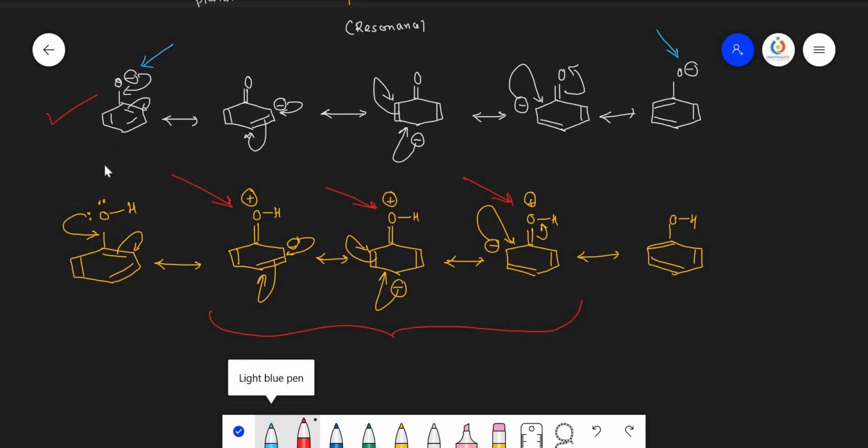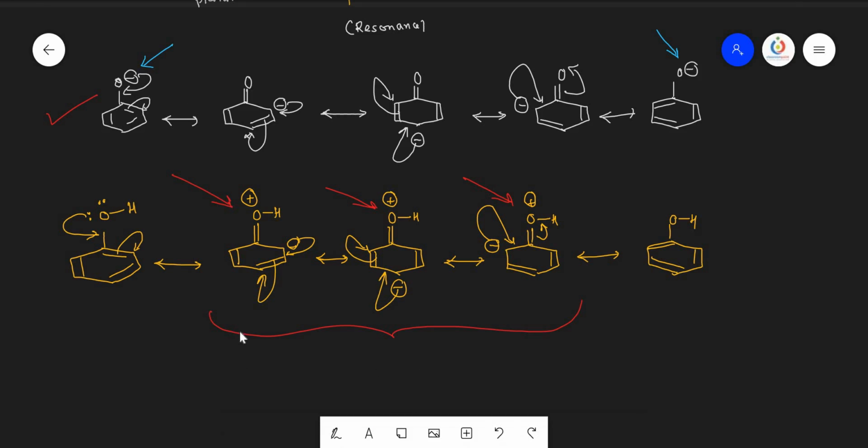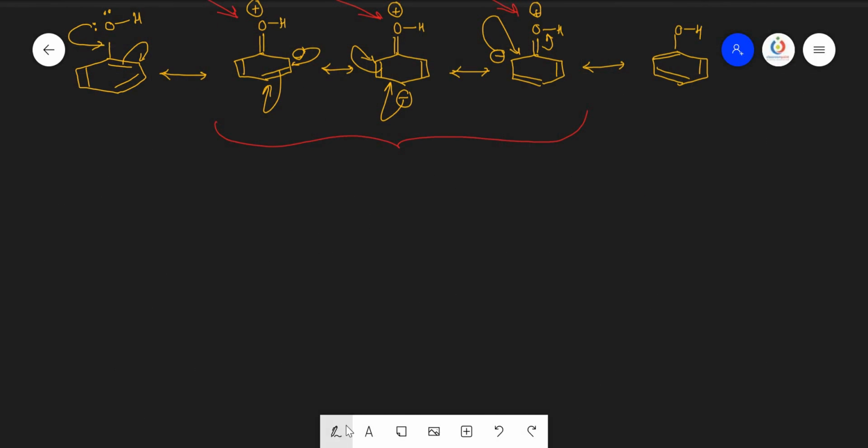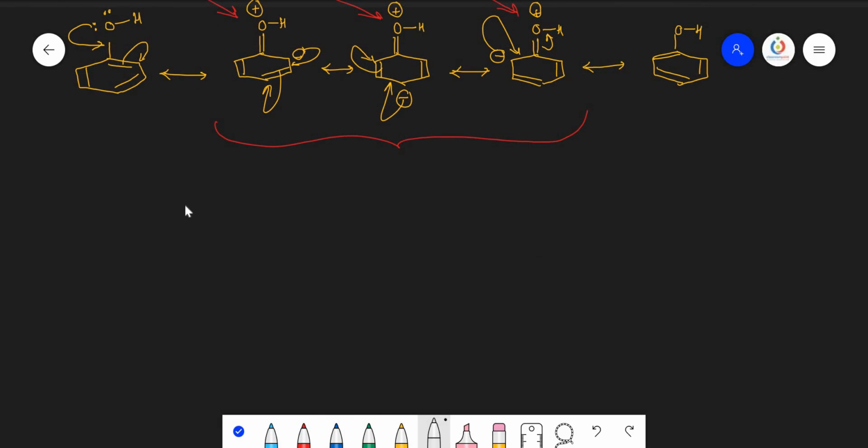Hence, phenol is always ready to lose the H plus and to be in the form of the phenoxide, which gives more stability to its structure. That's why we say that phenoxide is more stable than the phenol. I'll write here: phenoxide is more stable than the phenol.